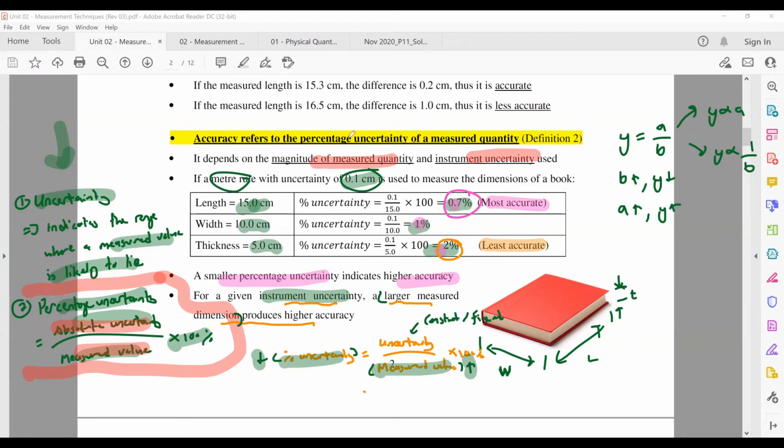So you're going to end up with higher accuracy. That's why here we say this. If you have a given instrument uncertainty, a larger measured dimension tends to give you higher accuracy because your percentage uncertainty is smaller. All right. It's inferred from this equation here for percentage uncertainty.